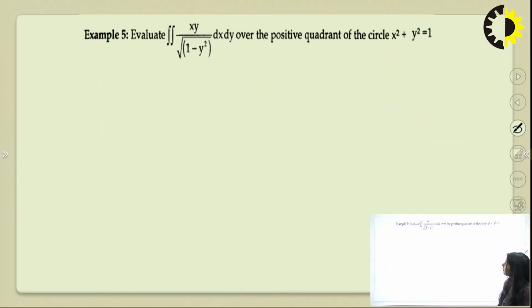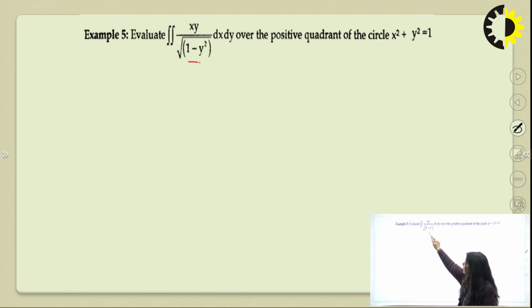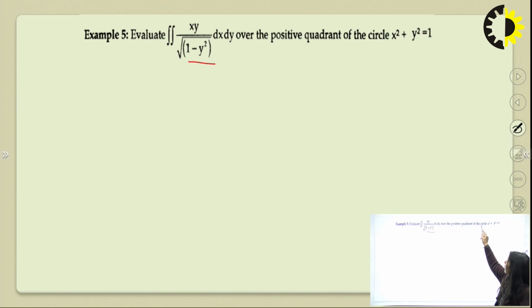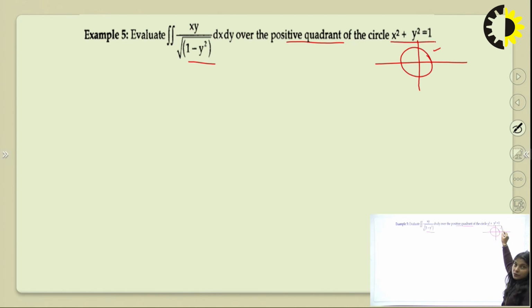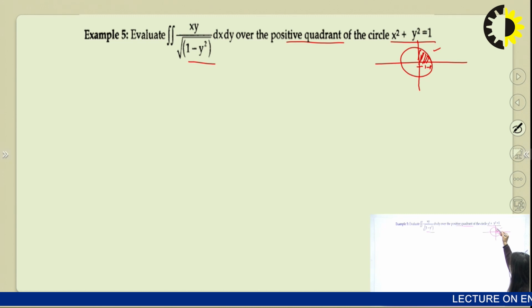Now we have to evaluate this integration over the positive quadrant of the circle. Positive quadrant means first quadrant. Here x is positive, y is positive, so this is the positive quadrant. And now this circle is like as, this is the equation of circle with center 0 and radius 1. So we have to evaluate this integration over this region, because this region is in positive quadrant, first quadrant.